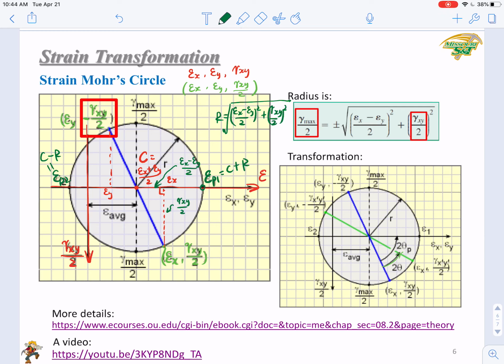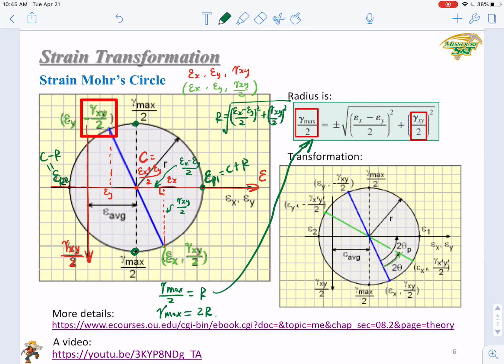You can also examine the maximum values of the shear strain. The maximum values are denoted here and here, and these are two points. The maximum shear strain over 2 equals R. It can be a positive or negative value. So you get this equation. That means if you want to answer the question, what is the maximum shear strain, that should be 2 times R.